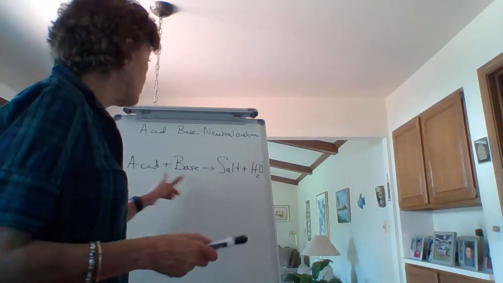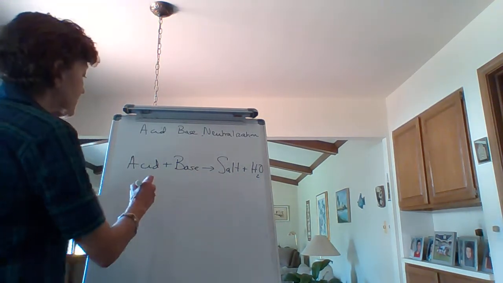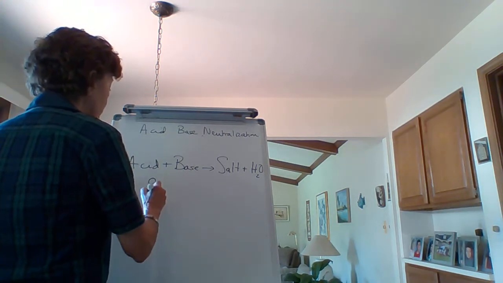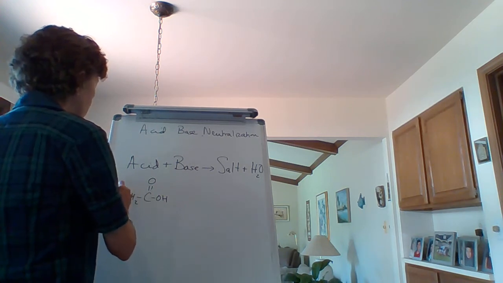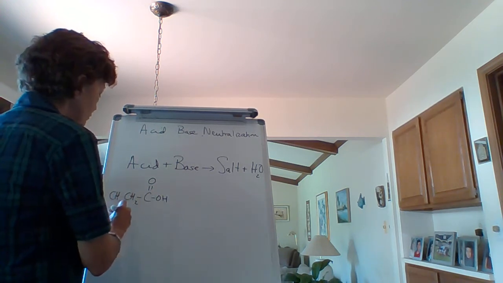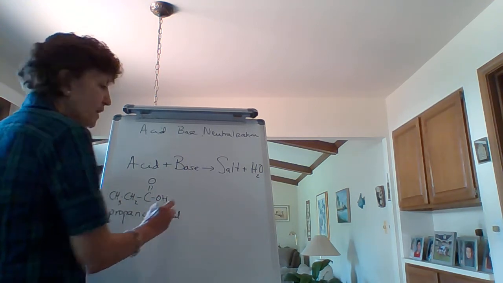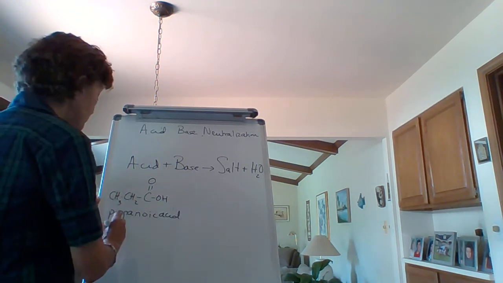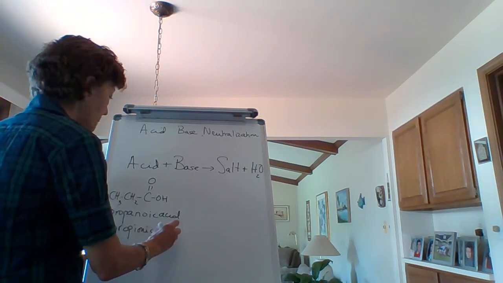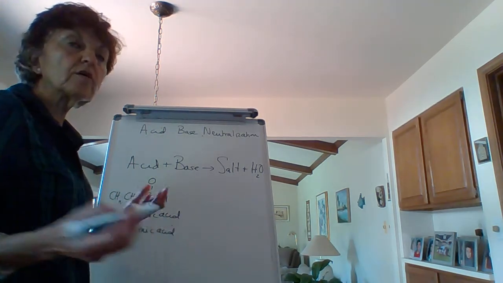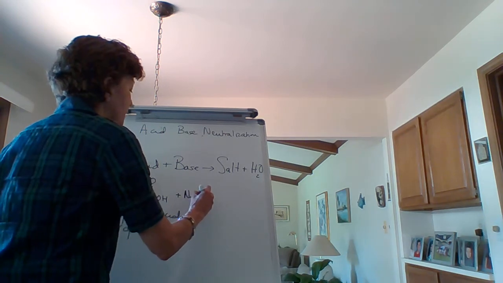So this is what we're going to do. An acid plus a base will give you a salt and water. So let's say I had this acid over here. Can everyone see that this is propanoic acid? Propanoic acid. And if I wanted the common name, it would be propionic acid. The base that we're going to use, let's say it's sodium hydroxide, a nice strong base.